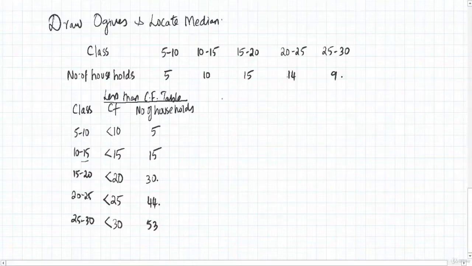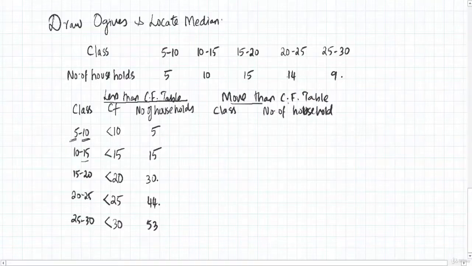In the same way we have to calculate the more than cumulative frequency table, right? So in the more than cumulative frequency table also we have to write the class, then the number of households, which is actually the cumulative frequency. Now the class, for the first case, should be greater than 5, right? Because from 5 to 10 onwards we have the number of households.